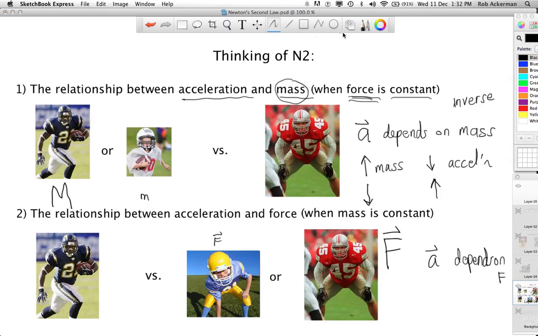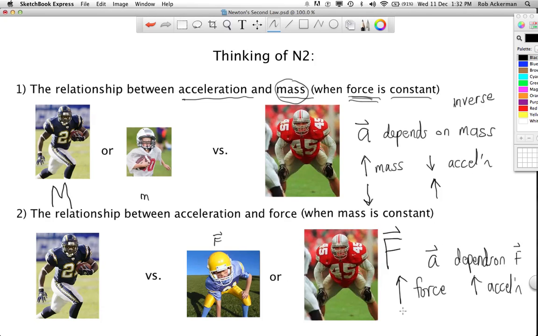Running out of space here, hold on. The acceleration depends on force. How? Well, if the force increases, then the acceleration also increases. You hit something harder, it's going to accelerate more. And if the force decreases, the acceleration will decrease. So this is not an inverse relationship. This is more like a direct relationship of some sort, where if one thing goes up, the other thing goes up.